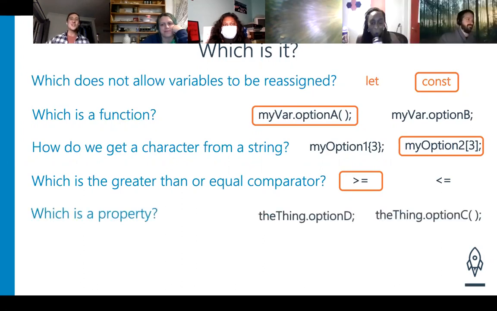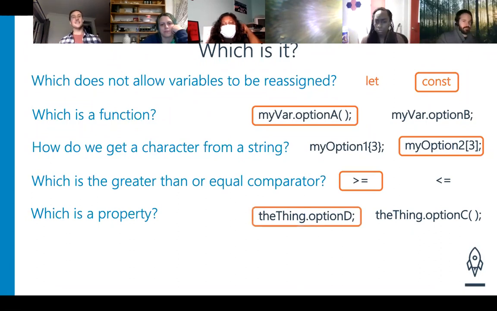Awesome, awesome, awesome. Which is a property? The thing, option D, or the thing, option C? Option D. Why is it a property? Option D. Why is it D? Because there are no parentheses. There are no parentheses. Very good, everyone. All right.